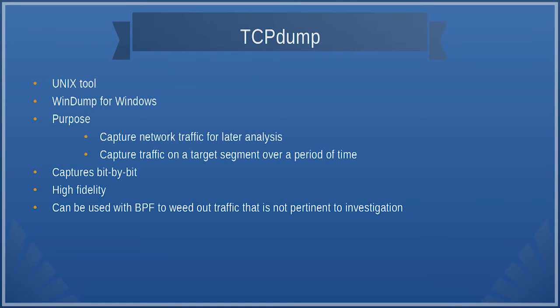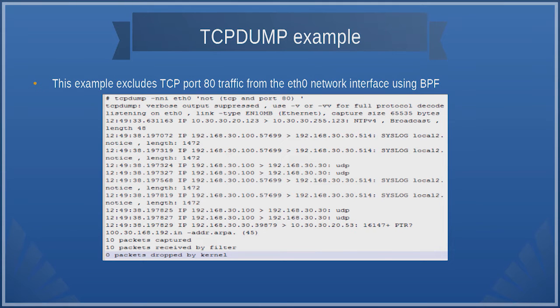TCPDUMP is a tool which can be used to filter and then dump packets. It is actually a Unix tool, and in Windows it is called WinDump. It works bit by bit, and it can be used with BPF to weed out those packets that are not pertinent for our investigation. So, here is an example of how to use TCPDUMP. This example excludes TCP port 80 traffic from the Ethernet 0 network interface using BPF.